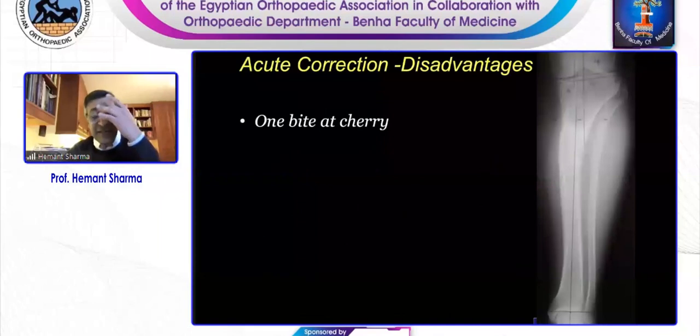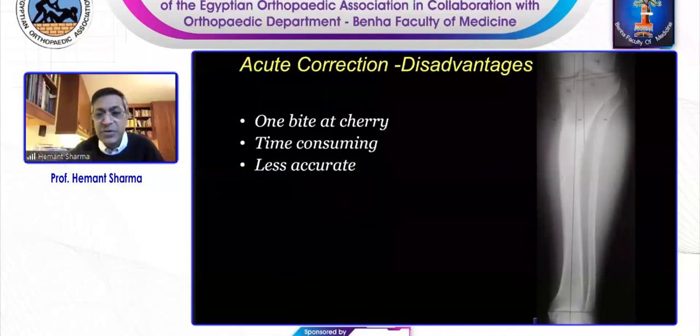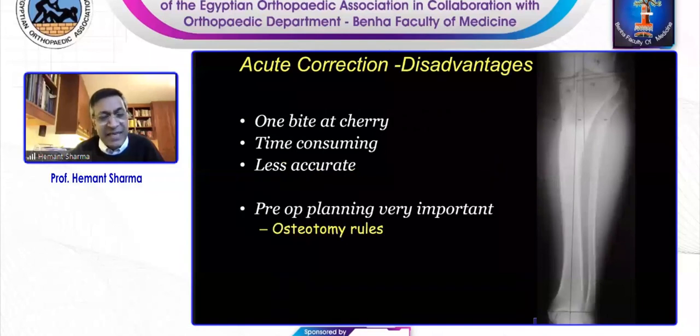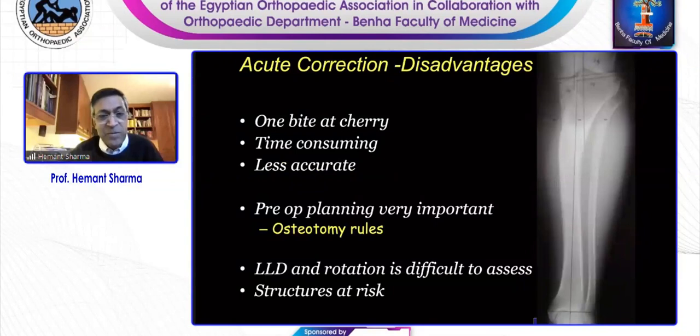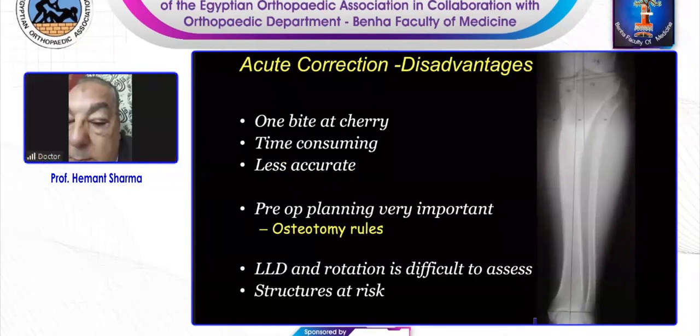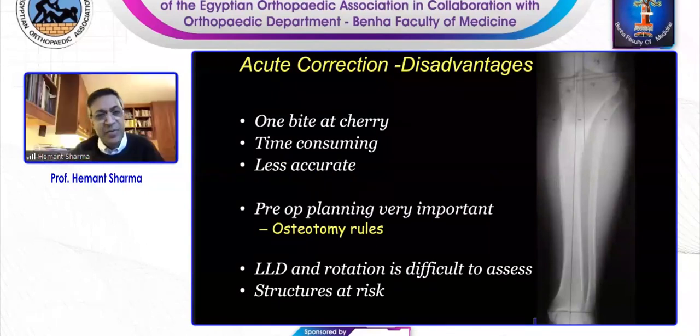The disadvantage of the acute correction is it's very difficult. If you can't get it right on the table, it's very difficult to fine-tune post-operatively. Accuracy can be a problem. You need to plan it very well. And if it is complex, then it can be a bit difficult, and neurovascular structures can be a problem.